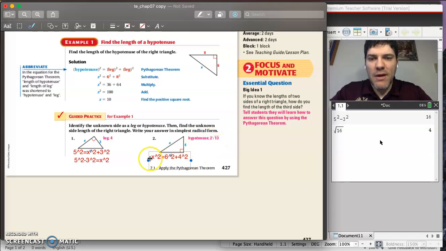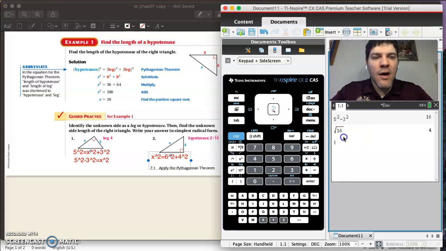We don't have to do any more arranging. We're all in the right place. So we would go ahead and calculate that out as 6 to the power of 2 plus 4 to the power of 2. And that gives us 52.